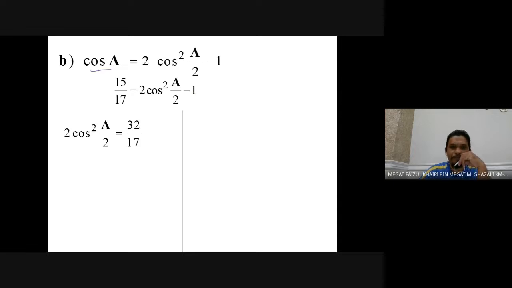Okay, so then bring this one to the other side, become positive, plus 1 plus 15 over 17. And then change this in the form of 17 over 17. So 17 plus 15 equal to 32 over 17. Okay, so saya harap kau boleh nampak dia punya jalan kerja tu macam mana.